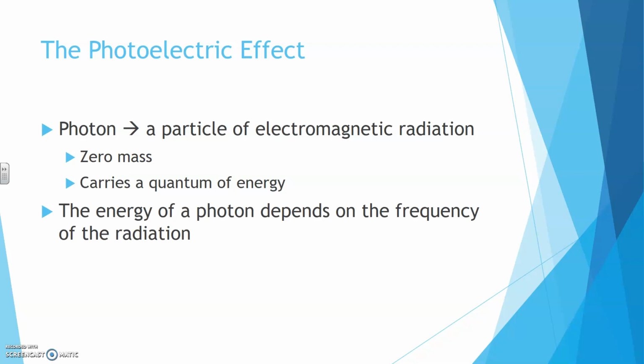Now the energy of a photon, again, like I just said, depends on the frequency of the radiation. Also depends on the wavelength, so on and so forth, because they're all interconnected. Okay, so you can also say the energy of a photon is equal to Planck's constant times the frequency of that radiation. Okay.